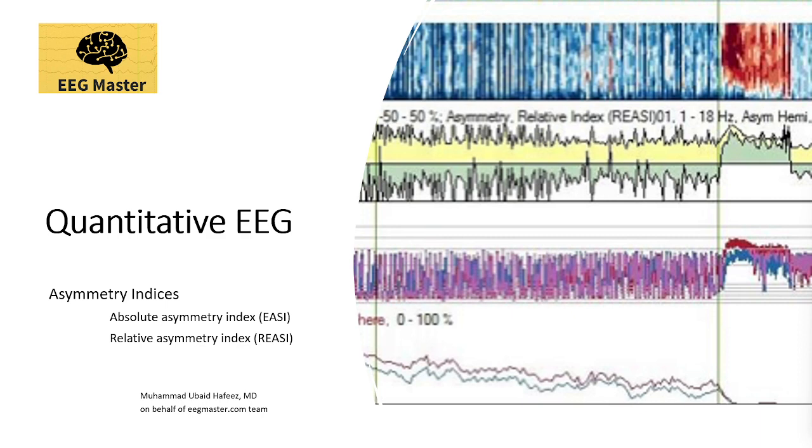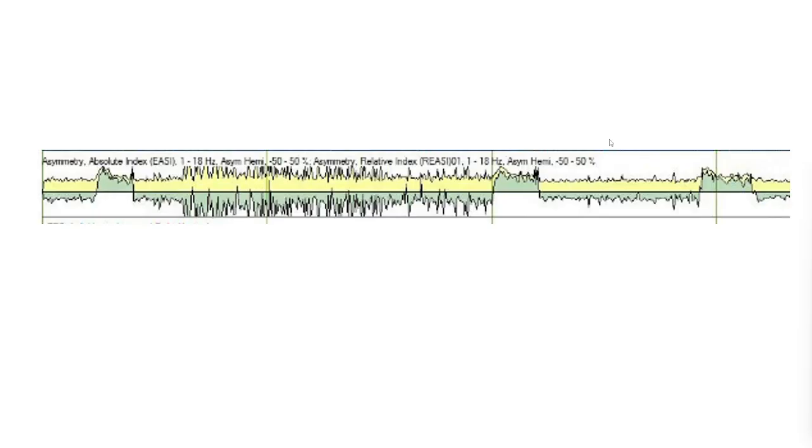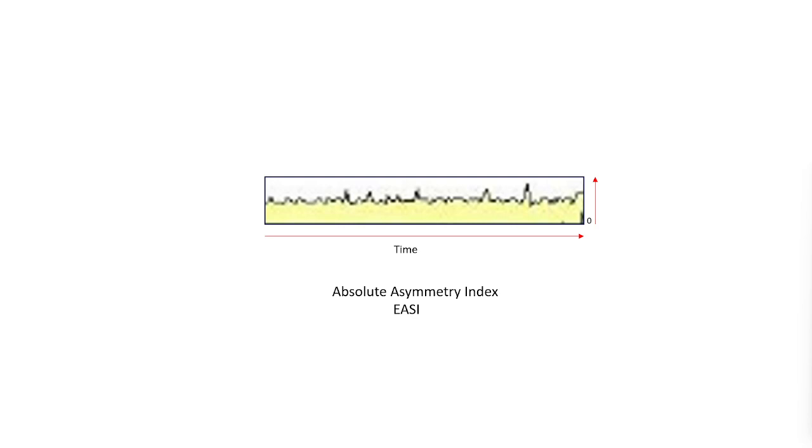In this short video, we will be discussing asymmetry indices. Asymmetry indices compare the power in homologous electrodes in both hemispheres. Absolute asymmetry index, or EASI, is based on the absolute power difference between the hemispheres. It is represented as a yellow shaded graph above the x-axis. This graph doesn't provide information about which hemisphere has the higher power.